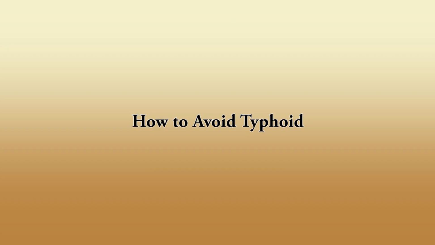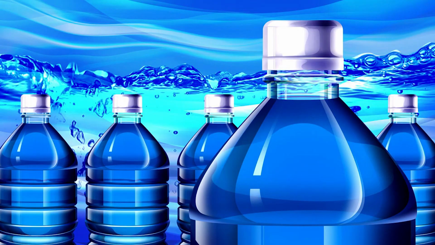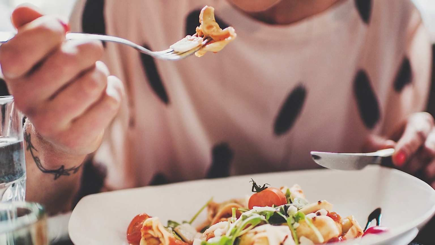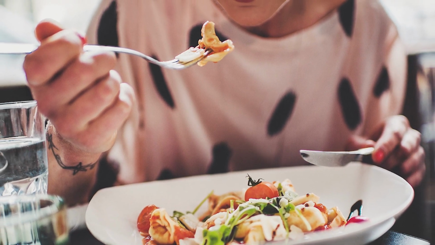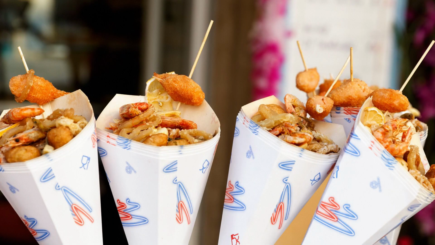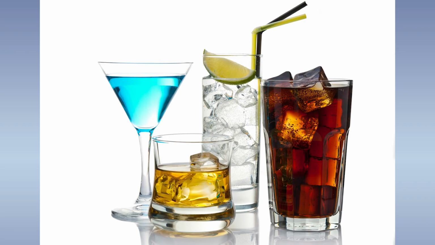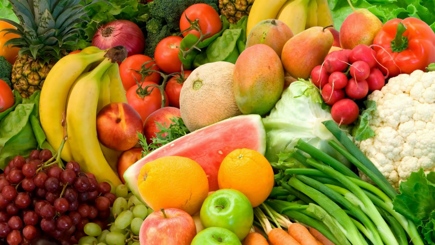How to avoid typhoid? The following are some general rules to follow when traveling to help minimize the chance of typhoid infection. Drink bottled water. Be wary of eating anything that has been handled by someone else. Avoid eating at street food stands. Do not have ice in drinks. Avoid raw fruits and vegetables without washing.